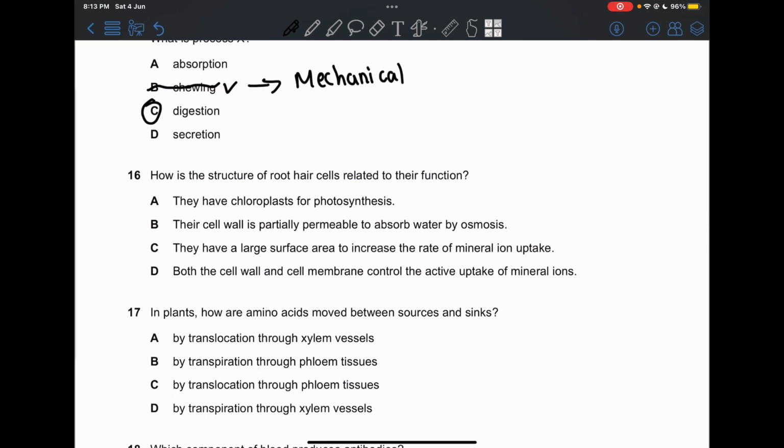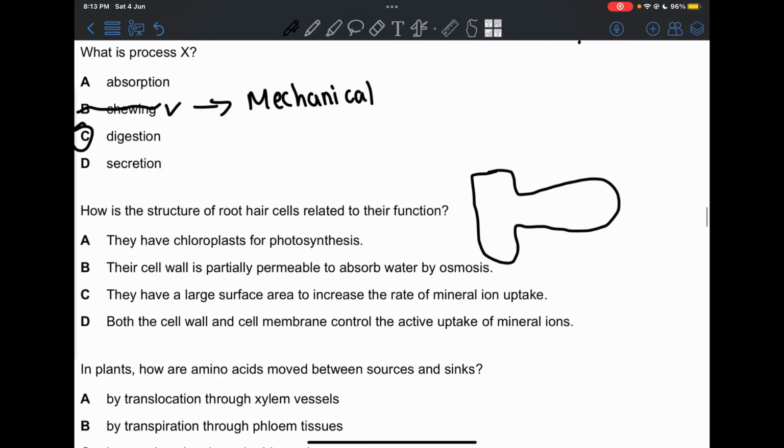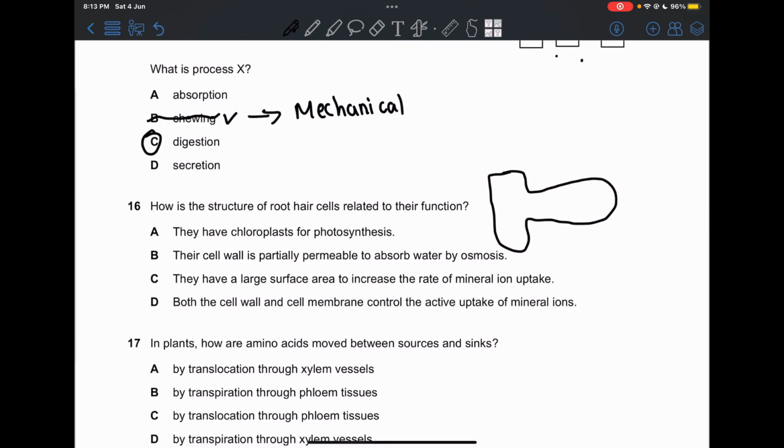Number 16, how is the structure of root hair cells related to their function? Now we know that root hair cells look something like that, and they have a function of absorption of maybe ions, because they do active transport. They are also having a large surface area over here, so they can increase the surface area. So let's see the options.